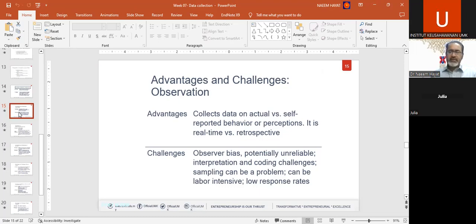Interpretation and coding are a challenge. Sampling can be a problem. It is labor intensive, with a low response rate. Many times when you ask people to provide data, many say they are busy or unwilling, or maybe they accept but later on do not respond. So these are some of the issues related to observation.